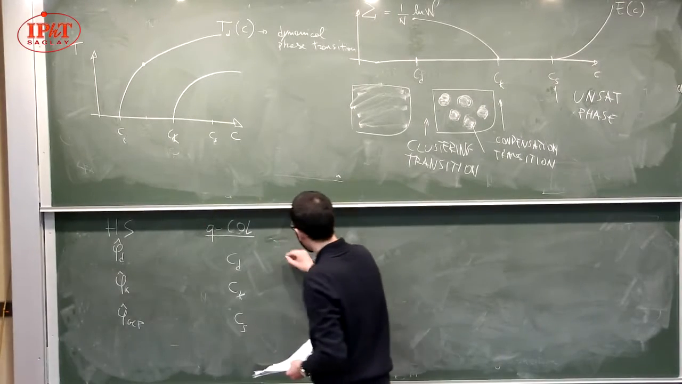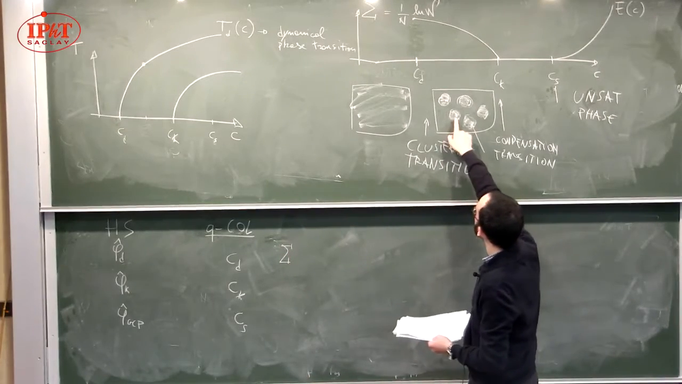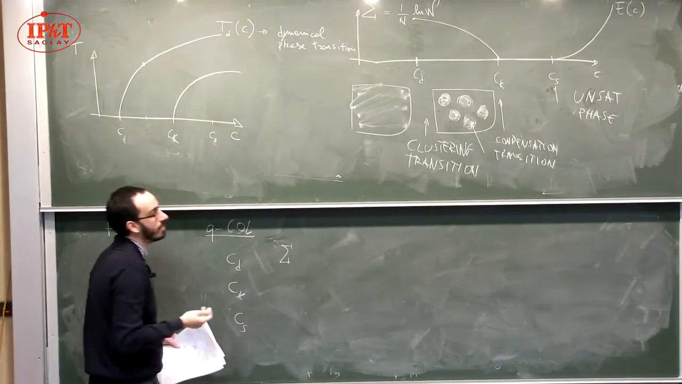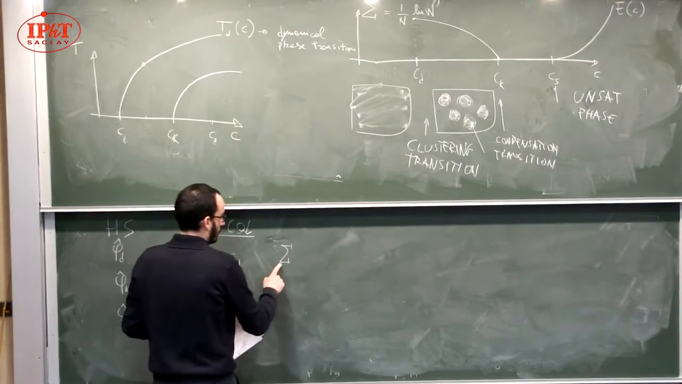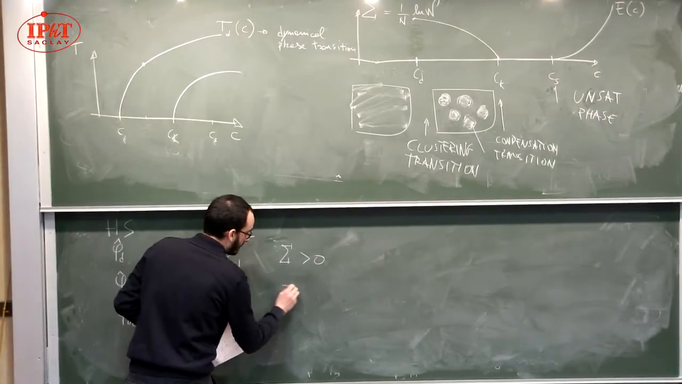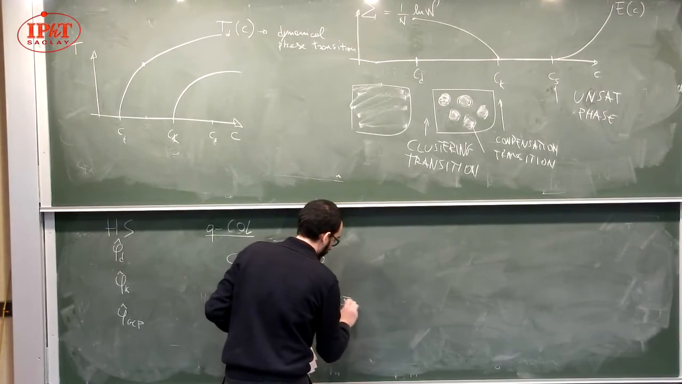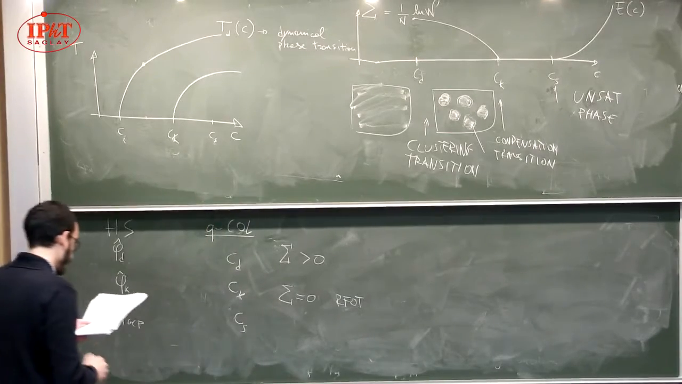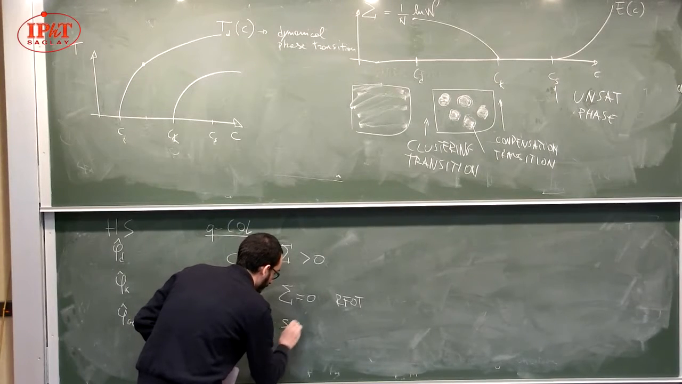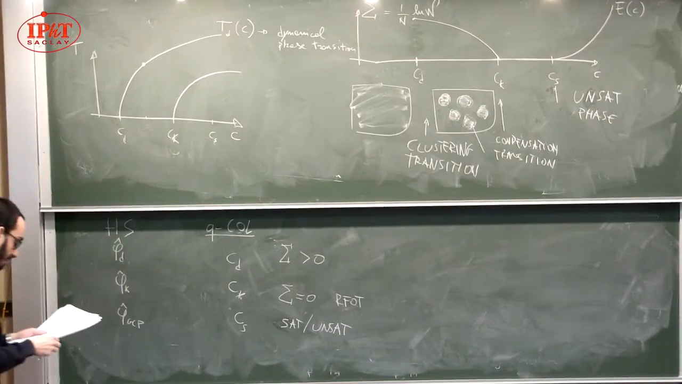So here, it's where the complexity sigma. What in glasses is called the configurational entropy, here it's called the complexity. Okay. So complexity or configurational entropy is exactly the same thing. So here, sigma is greater than 0. At this point, sigma becomes equal to 0, and this is the RFOT transition, the random first order transition. And this is the satisfiability transition point. So this is the SAT and UNSAT transition point.